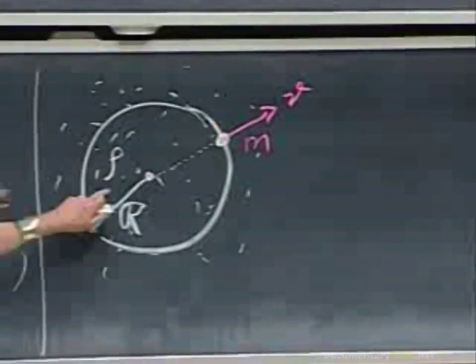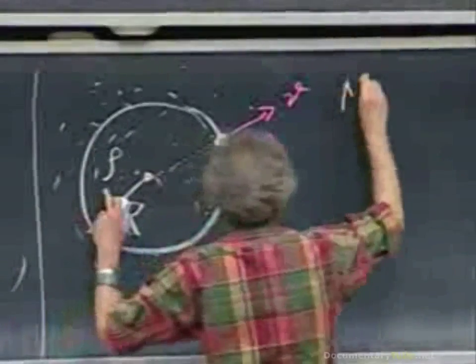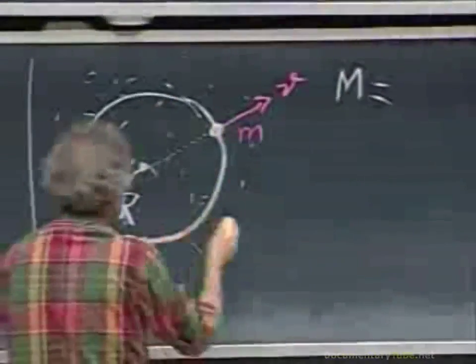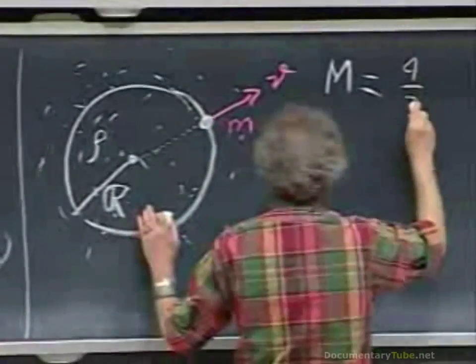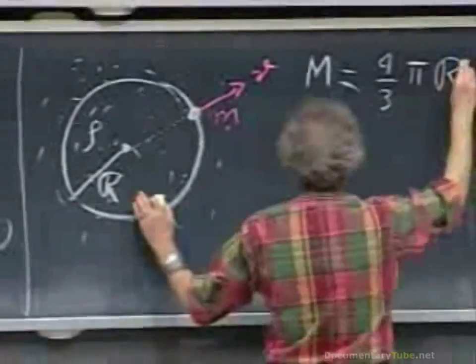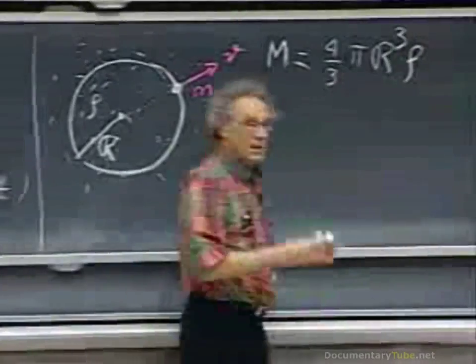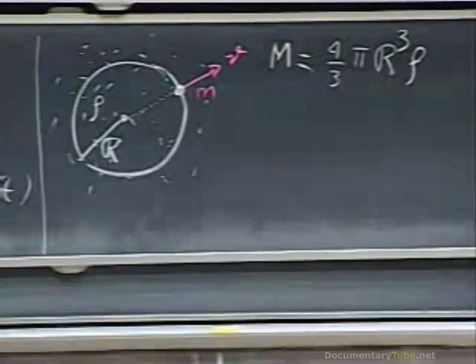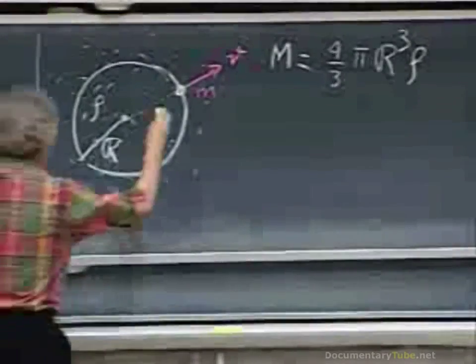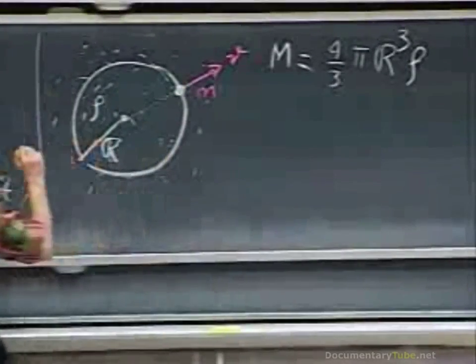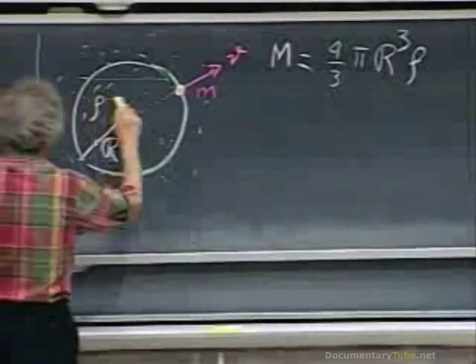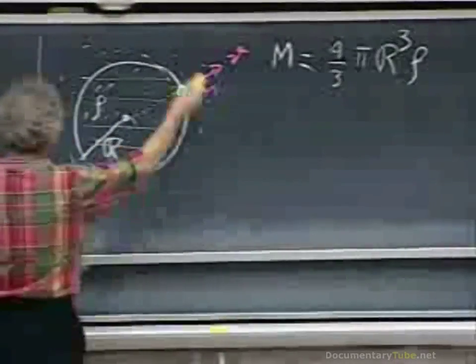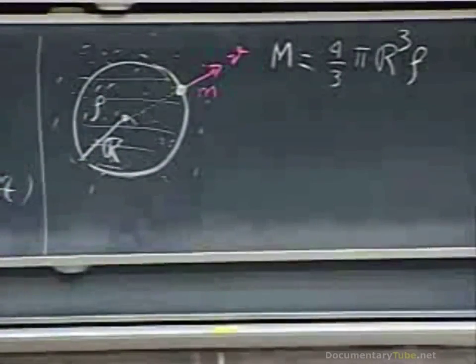The mass inside here, capital M, inside this sphere, is 4/3 pi r cubed times rho. It's the average density, right? Now we know from Newton that the force that this galaxy will experience is only determined by the mass inside this sphere and not by the mass outside the sphere.